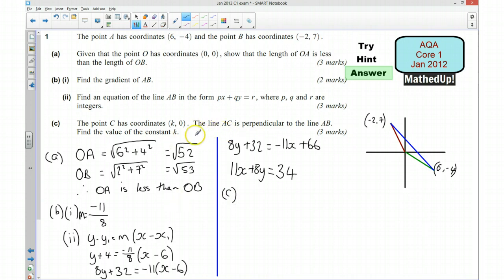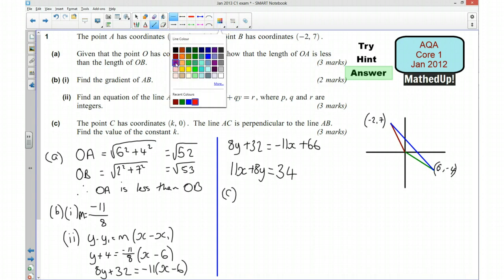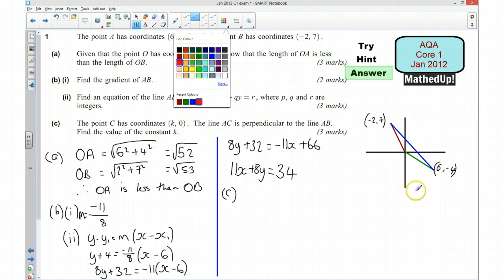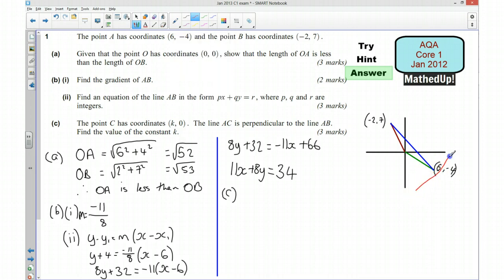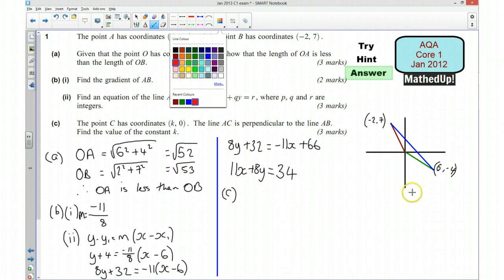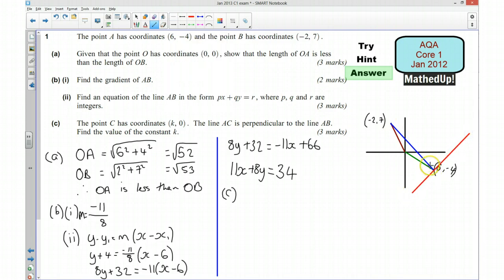In this question we're told that the line AC is perpendicular to the line AB. So this was the line AB. So AC must pass through A and also must be perpendicular to that line as well. So if I just draw a line, let's use red this time. We're doing something that's going to be perpendicular to this line and passing through this point as well. It's going to look something like this here. So that's a right angle there, it's perpendicular to the line, and it's actually going through point A as well.